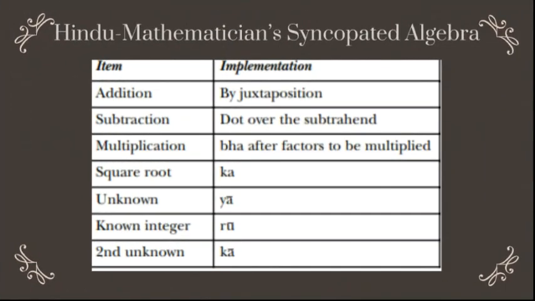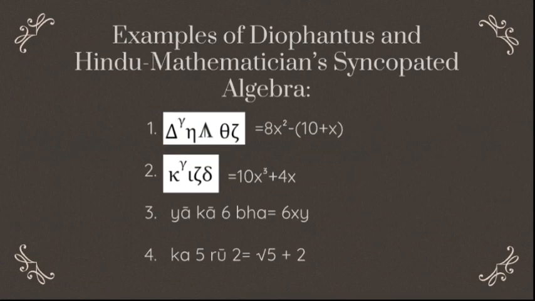Next, we have the Hindu mathematicians. Hindu mathematicians also used the syncopation of algebra. Among others, Aryabhata and Brahmagupta, to name a few, used similar forms of syncopation as Diophantus. As you can see in this table, they also used juxtaposition as a symbol of addition. The other symbols are their own shorthands. Examples of both Diophantus and Hindu mathematicians' syncopated algebra.